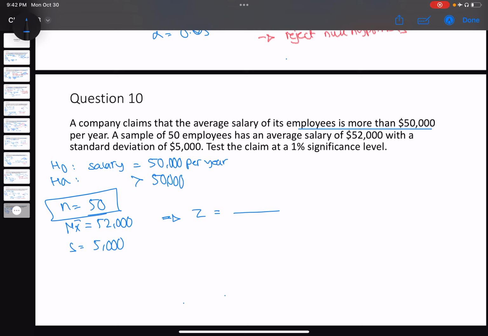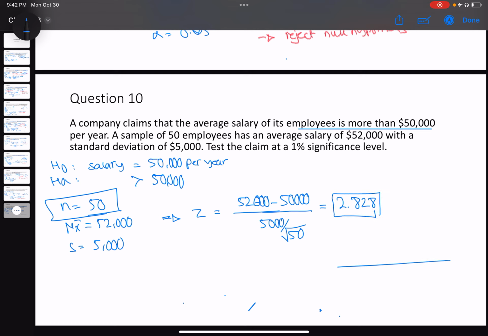Mean of x bar, 52,000 minus 50,000, divided by 5,000 divided by square root 50. This equals, the final value would be 2.828. We can get this area since it's very close to 3.